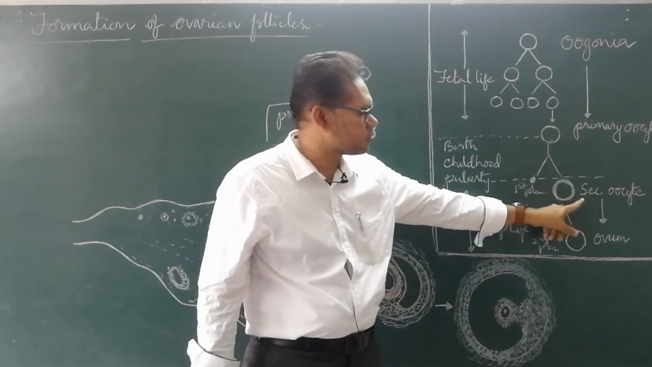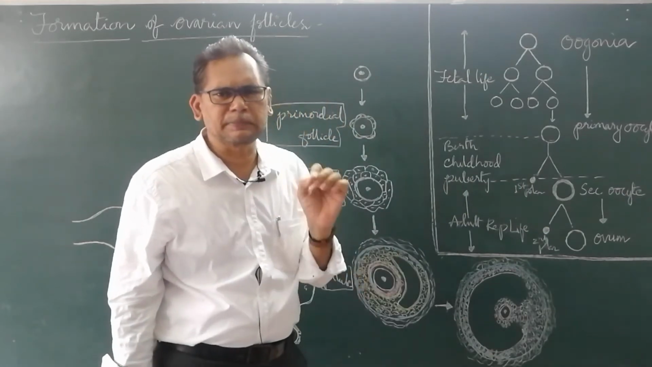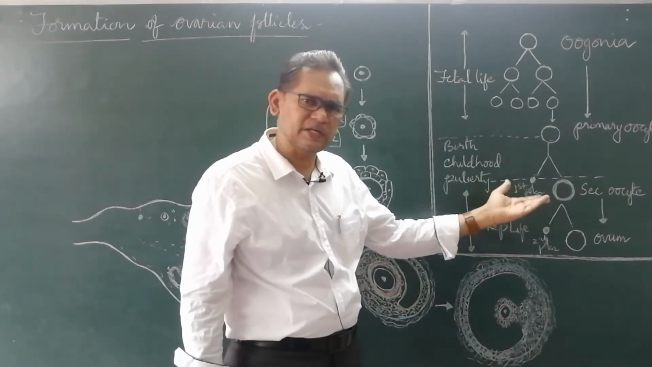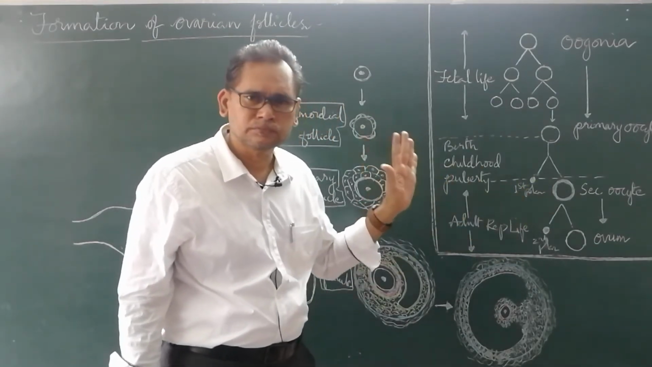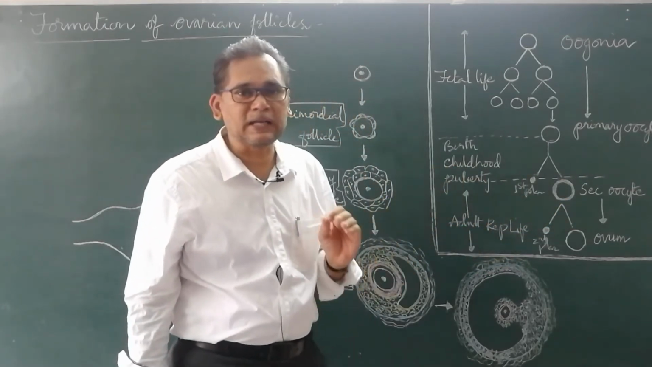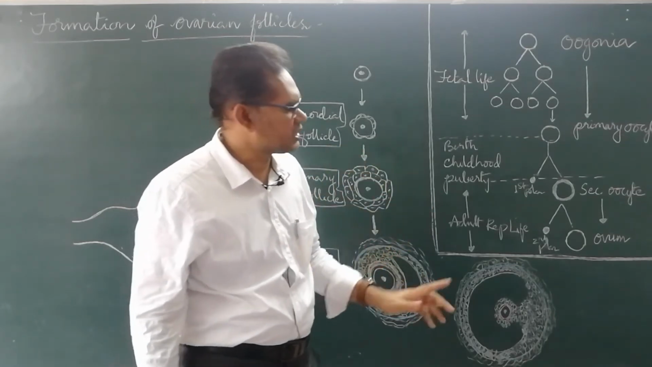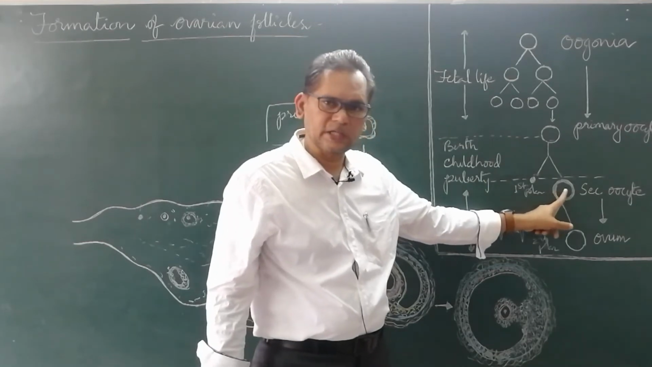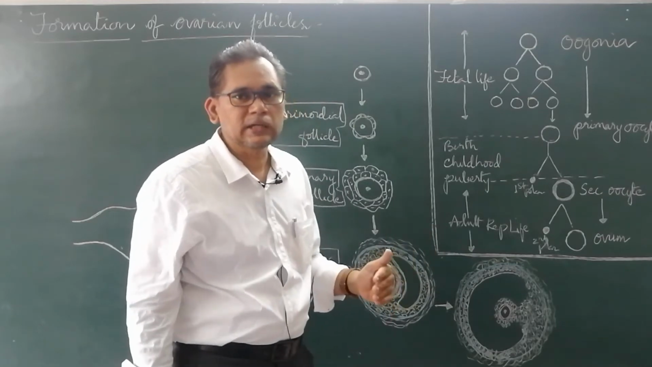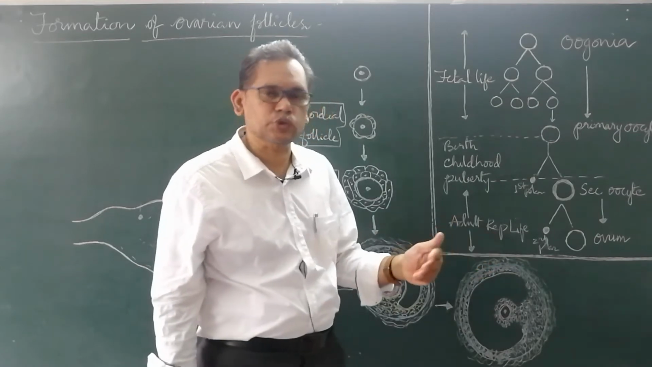Now the primary oocyte gives rise to a secondary oocyte and a polar body. The polar body has minimum cytoplasm with a nucleus. It gets degenerated, or otherwise it may be divided into two. Whereas the secondary oocyte retains the bulk of the cytoplasm along with the nucleus. Hence this is the functional secondary oocyte. It again undergoes division in the female reproductive life, that means sexual life.